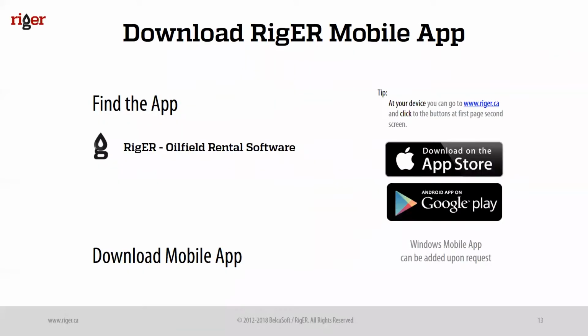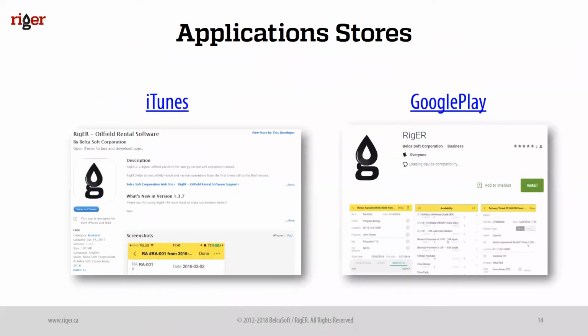Today I'm going to show you how the mobile application works. So actually, how to download the RigER mobile app. There are two options. Whether you use Apple devices or Android devices, you are able to download it from the App Store or Google Play. If you're using your Mac, you can go to iTunes and find our application by the name of RigER Oilfield Rental Software. Pretty much the same in Google Play.